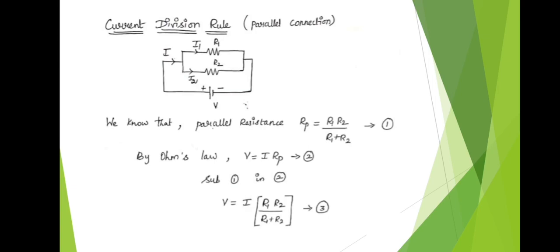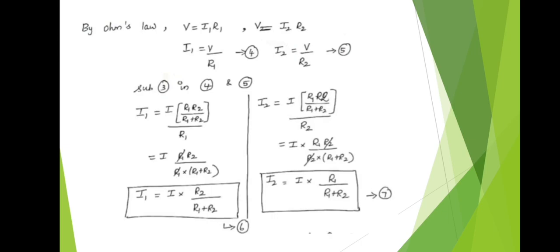V is equal to I into Rp, that is I into R1 R2 divided by R1 plus R2. Mark the equation number 3. Now Ohm's law, we know that V equal to I1 R1, V equal to I2 R2. We are going to find the current value. So I1 is equal to V by R1, I2 is equal to V by R2. Mark the equation 4 and 5 respectively.